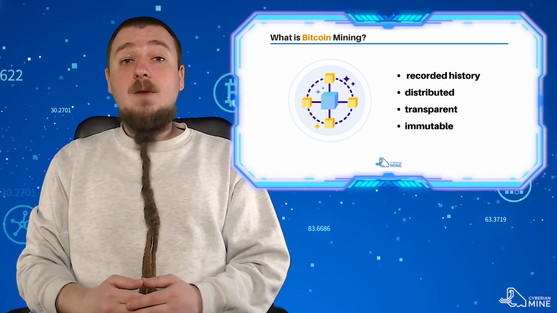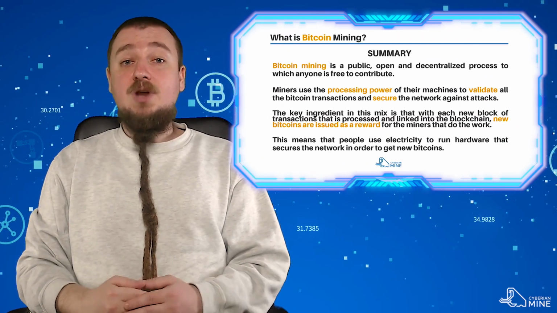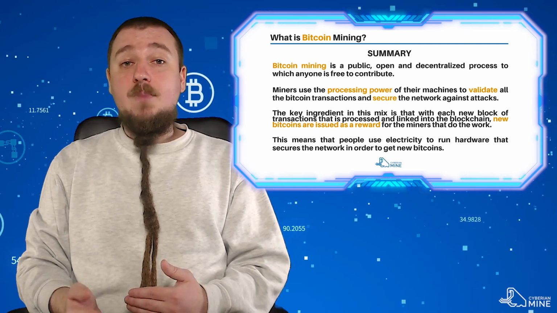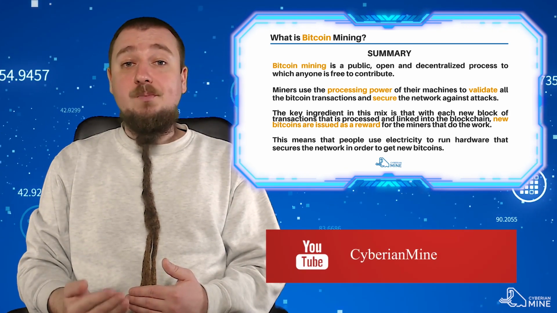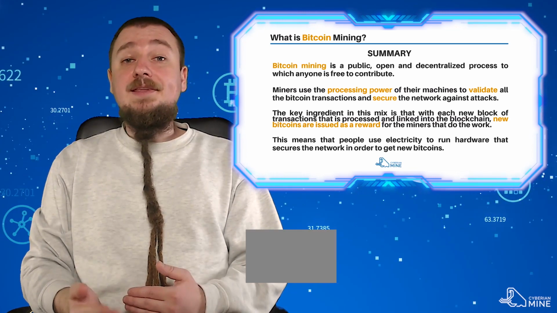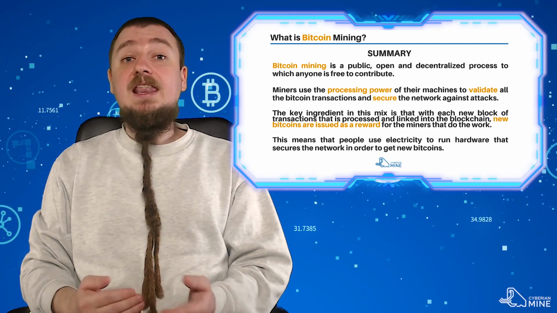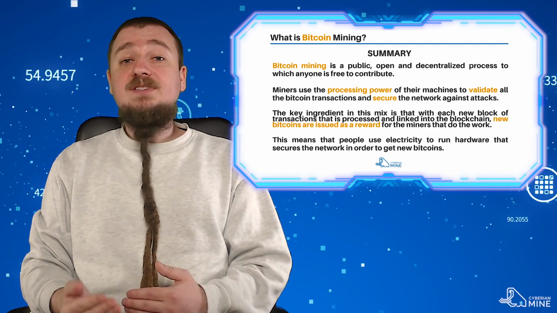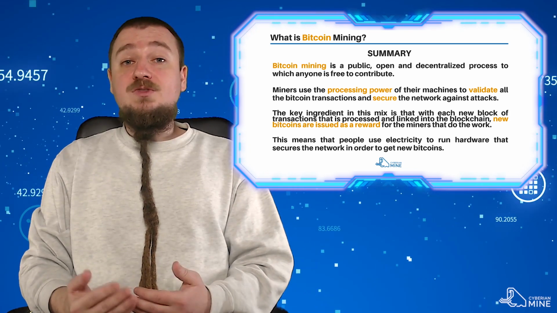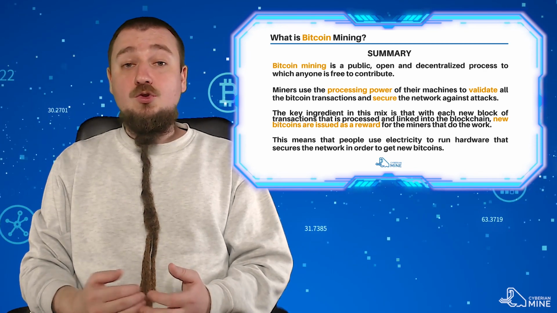So, let's make a summary of what we discussed today. Bitcoin mining is a public, open and decentralized process to which anyone is free to contribute. Miners use the processing power of their machines to validate and store Bitcoin transactions and secure the network against attacks. The key ingredient in this mix is that with each new block of transactions that is processed and linked into the blockchain, new Bitcoins are issued as a reward to the miners that do the work. This means that people use electricity to run hardware that secures the network in order to get new Bitcoins.